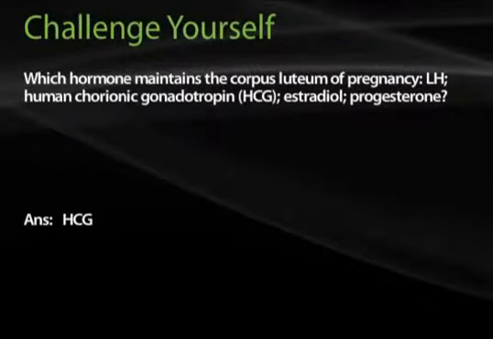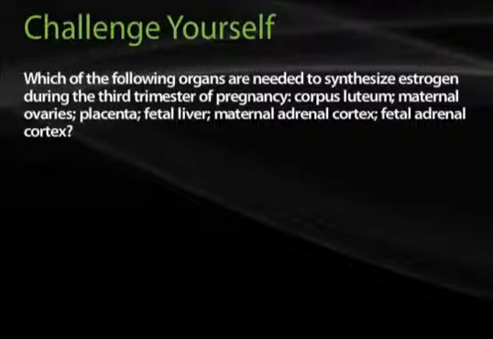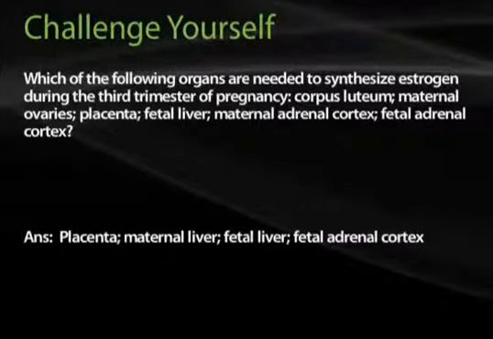Question 5. Which of the following organs are needed to synthesize estrogen during the third trimester of pregnancy? Corpus luteum, maternal ovaries, placenta, fetal liver, maternal adrenal cortex, or fetal adrenal cortex? The answer is the placenta, fetal liver, and fetal adrenal cortex, all of which are involved in the interplay between mother and fetus in order to produce estrogen during the third trimester.